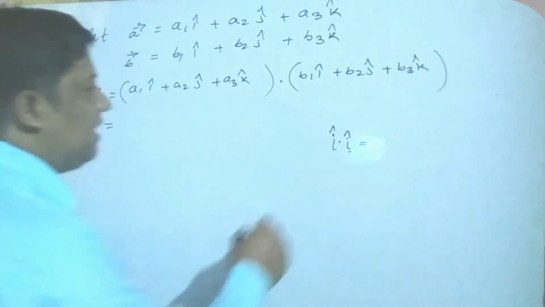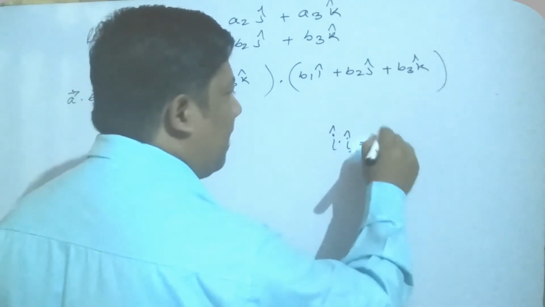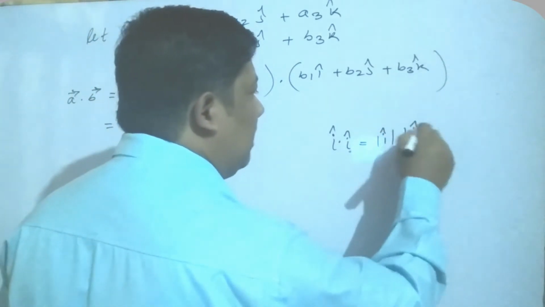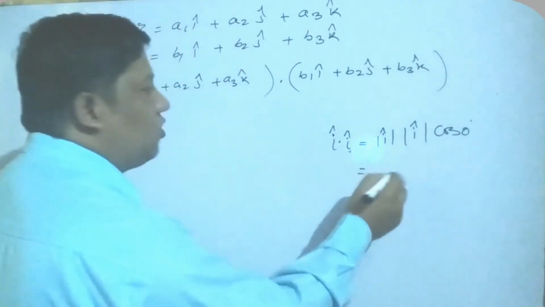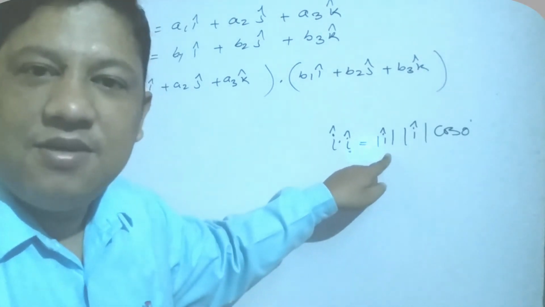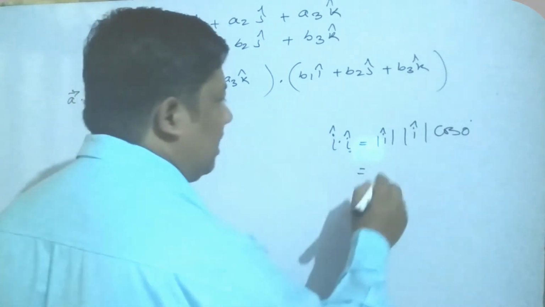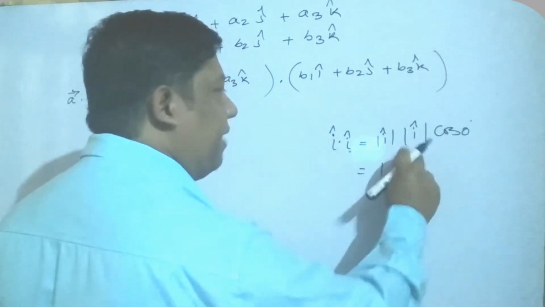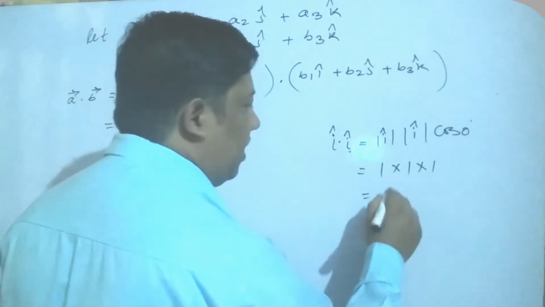So in these cases, you get i dot i equal to mod of i and mod of i cos angle, which is how much? 0 degree. So my students, it is the unit vector along x-axis. So its magnitude is 1. Again, if magnitude is 1 and cos 0 equal to 1, that means you get only 1.